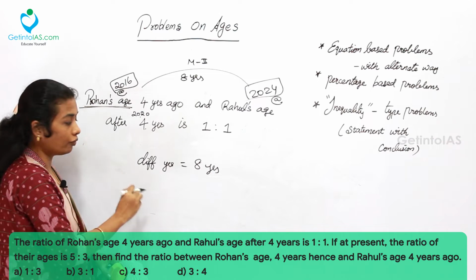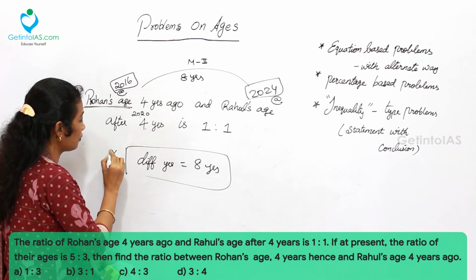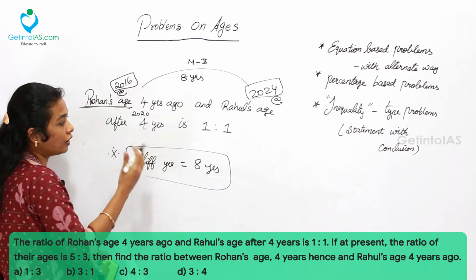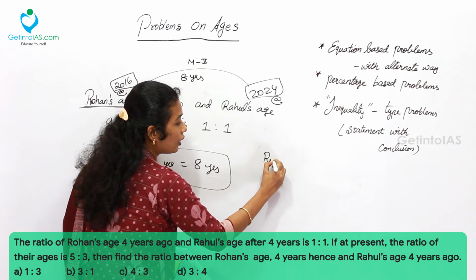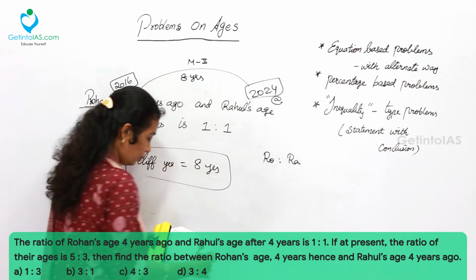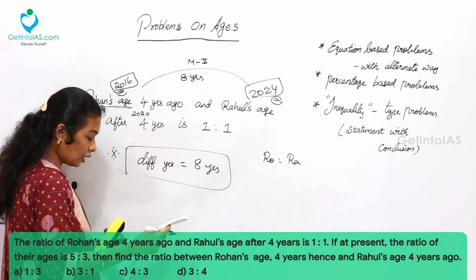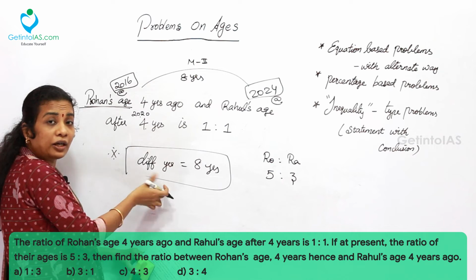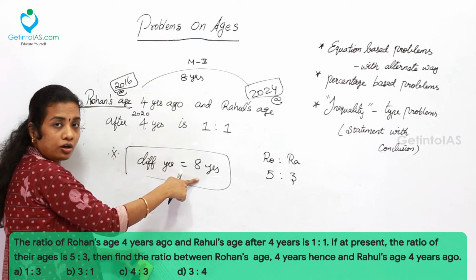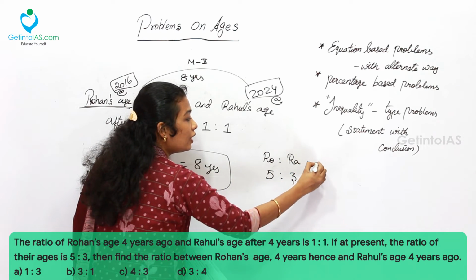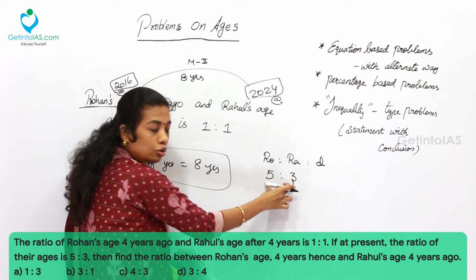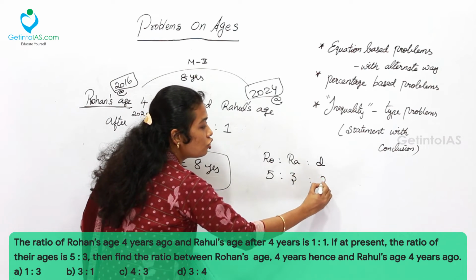That is the point over here, right? As soon as you find this, simply you can take the ratio of their ages. What is the ratio of Rohan to Rahul, which is given actually 5:3. What is the statement indirectly given in the question? That is 8 years. You want to take the difference, as the difference is given. What is the difference between these two ratio terms? 5 minus 3 is 2.